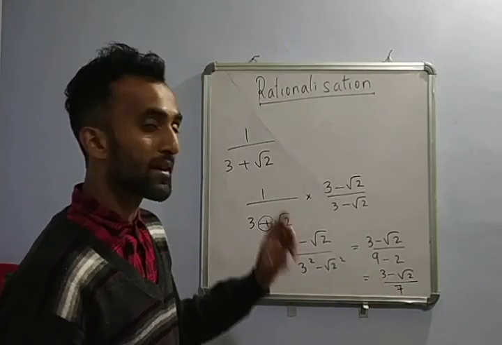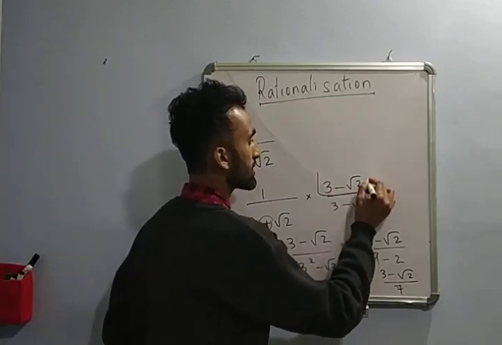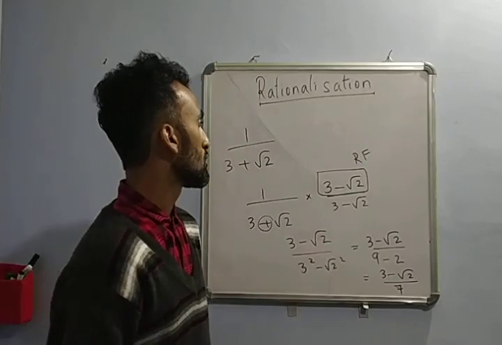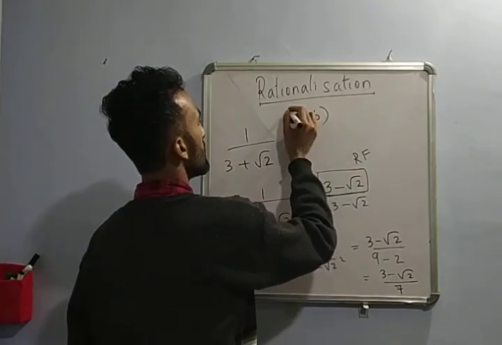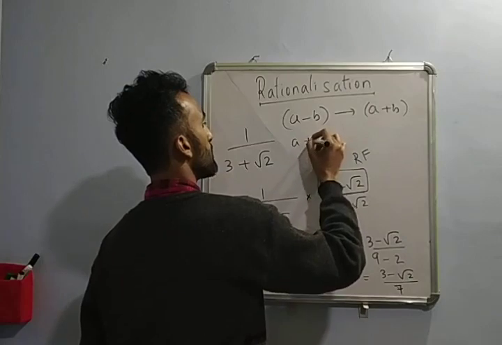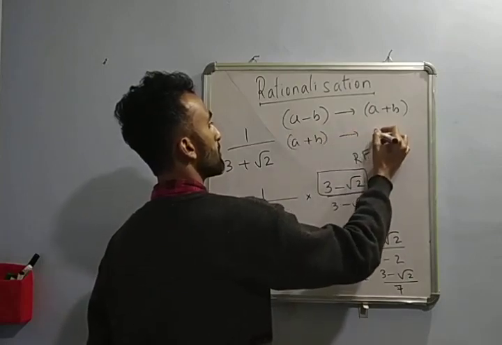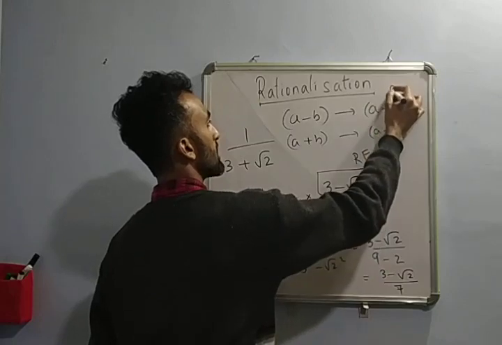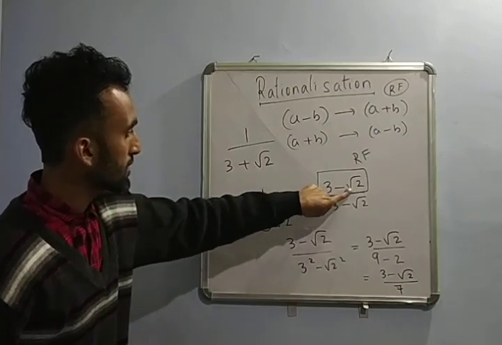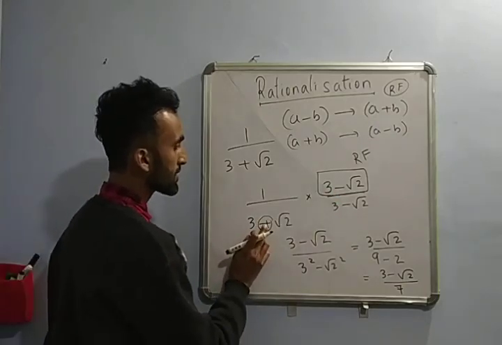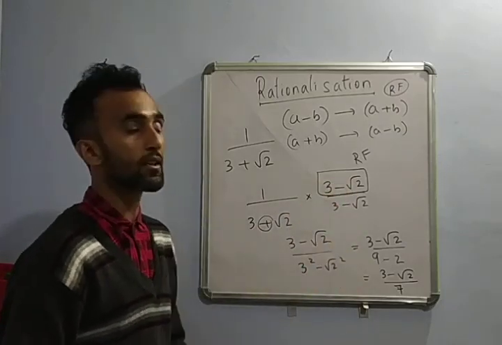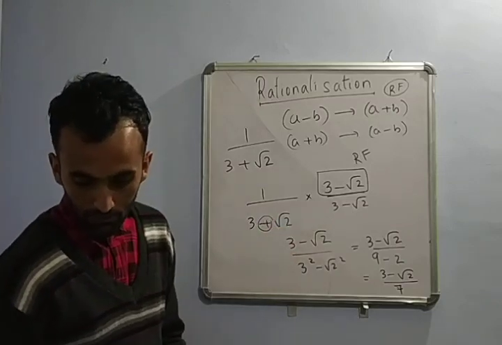So what is my rationalizing factor here? 3 minus root 2. The rationalizing factor of A minus B is A plus B. The rationalizing factor of A plus B is A minus B. Suppose here I have minus, then here plus, and in the numerator also plus. Same, balancing. If you write differently, it's not balanced, you are changing the equation. So just remember this one. Very simple things.